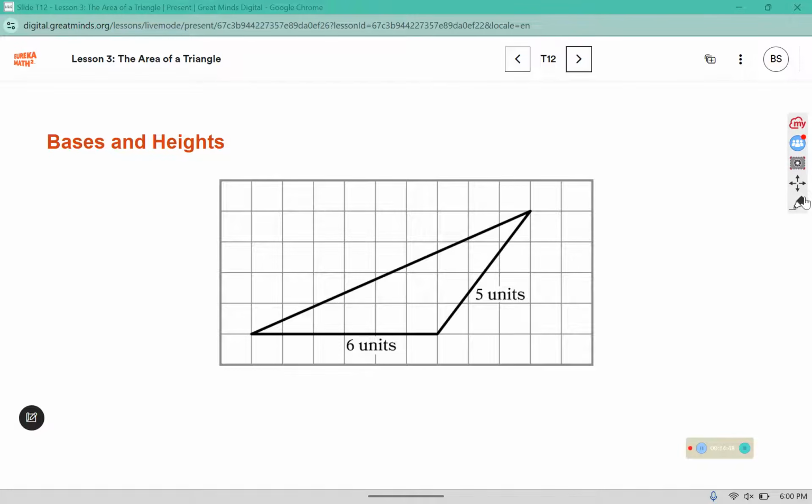Like you see here. So the area of this triangle, we would have the base is 6 and the height is 4. And for a triangle, the formula is half base times height.